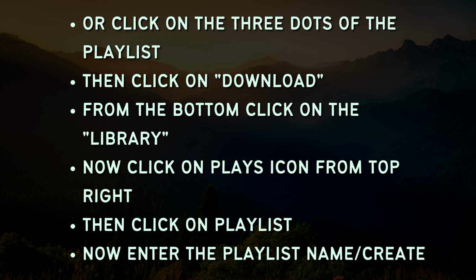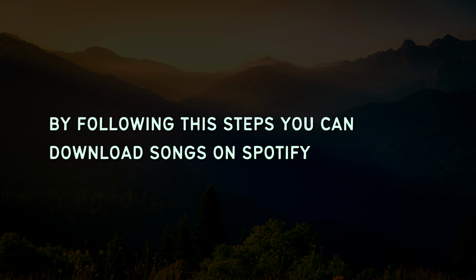From the bottom, click on Library. Now click on the plus icon from the top right, then click on Playlist. Now enter the playlist name and create. By following these steps, you can download songs on Spotify.